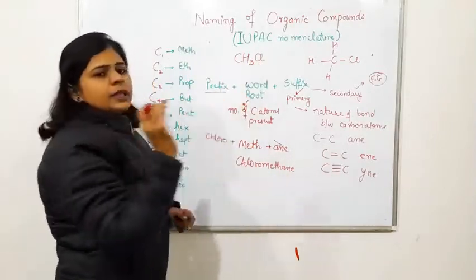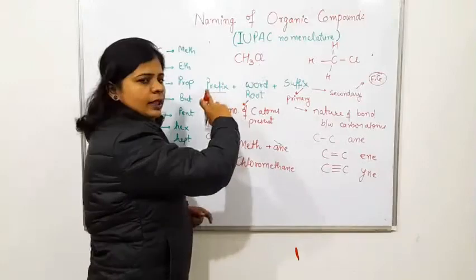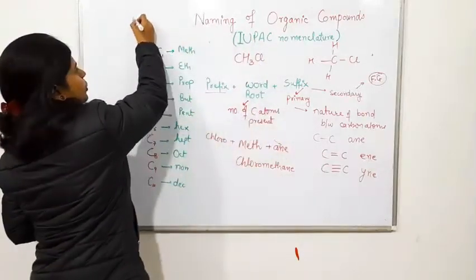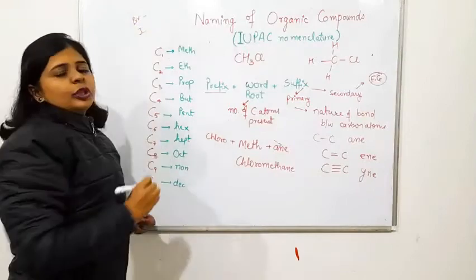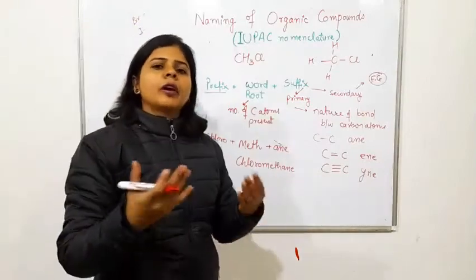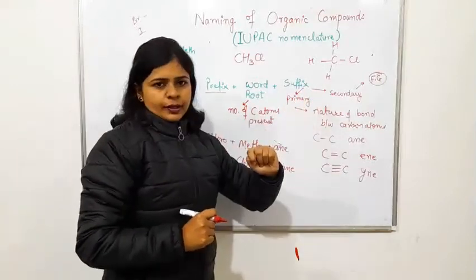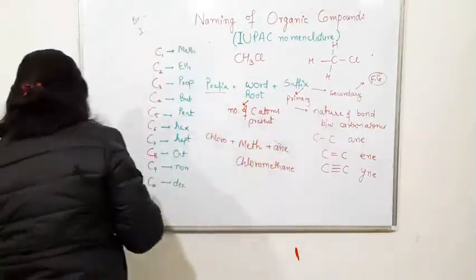For every prefix there is a different word. Like for Cl we have chloro. If we have, suppose, bromine, then we use bromo. If we have iodine, we use iodo. If we have fluorine, we have fluoro, and so on. Okay. Now the last is the secondary suffix. Let me take one more example.